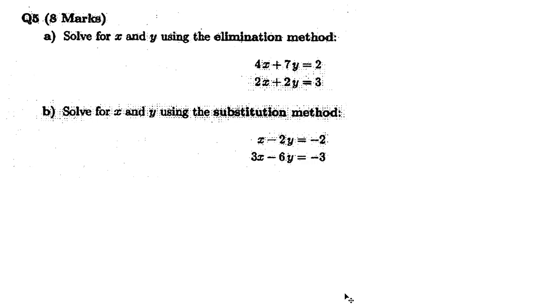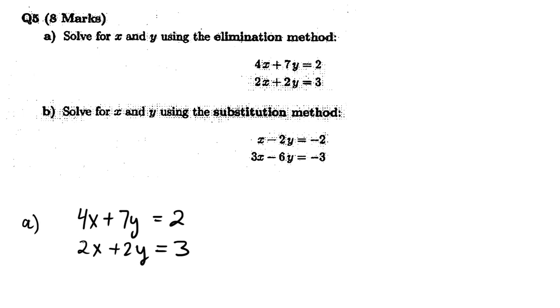Okay, this is a question about solving systems of equations. The first one, we have to use the elimination method. So why don't we write down our equation? For the elimination method, both equations should have the letters lined up. So notice how the x's are above one another and the y's are above one another. That's the first necessary thing to do elimination.